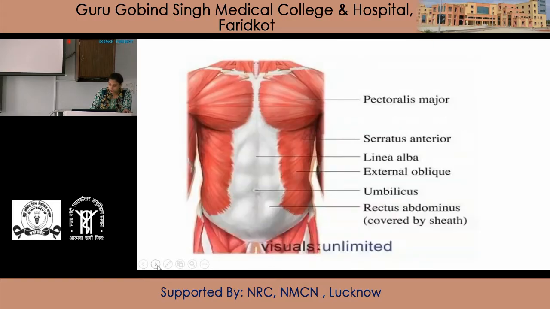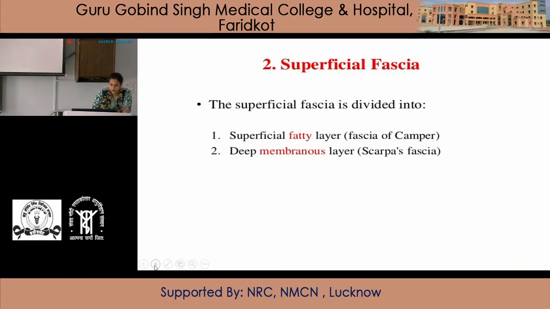So here is the center line, which is known as the linea alba. In the center of the linea alba there is a scar, which is known as the umbilicus, present in the skin. Next is the superficial fascia. The superficial fascia is divided into two layers: the superficial fatty layer and the deep membranous layer. The superficial fatty layer is Camper's fascia, and the deep membranous layer is known as Scarpa's fascia.